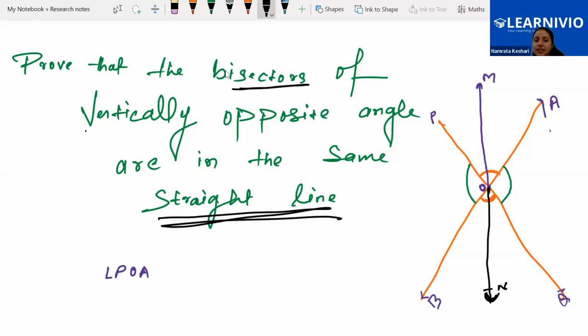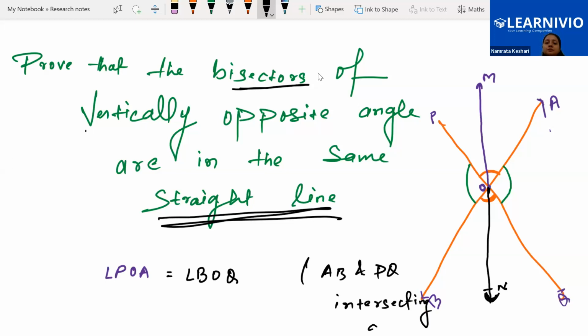The question says that the bisector is the line bisecting the vertically opposite angle. Here we have two pairs of vertically opposite angles. One pair is angle POA equals angle BOQ. Why? Because lines AB and PQ intersect each other at O. Similarly, angle POB equals angle AOQ, another pair of vertically opposite angles.